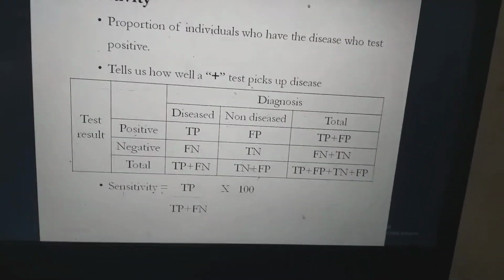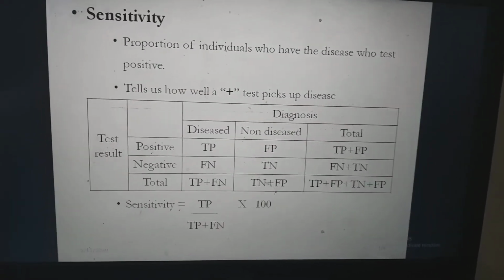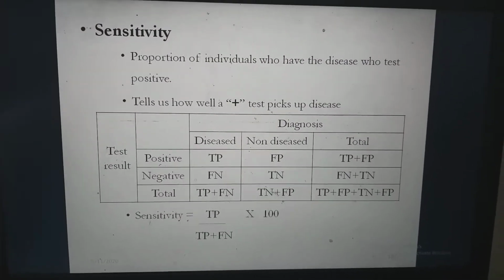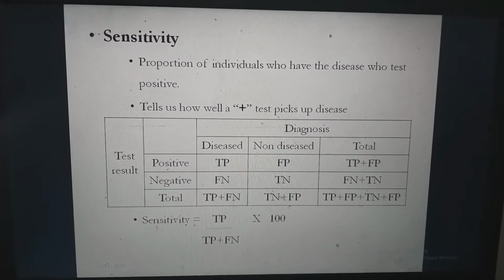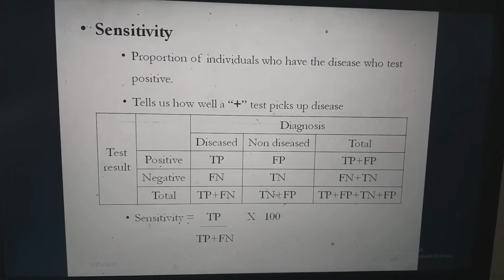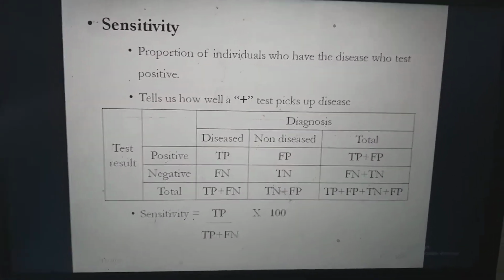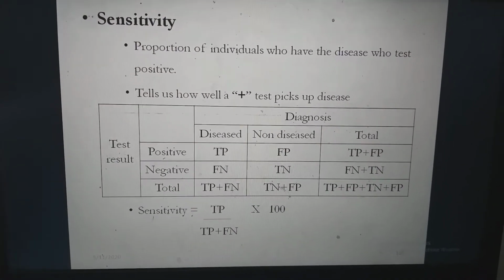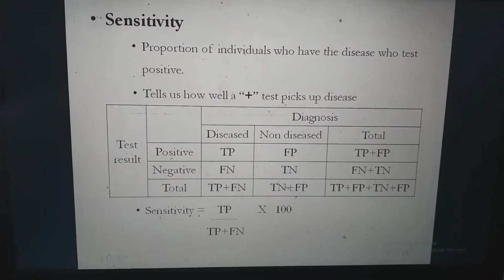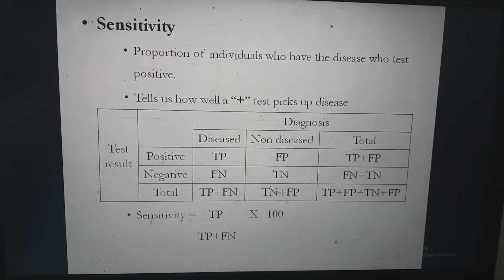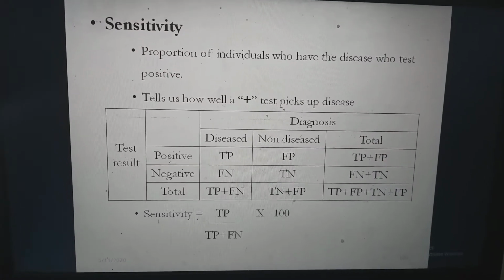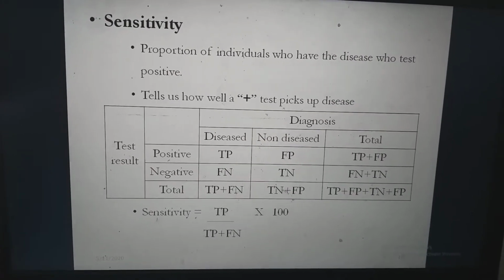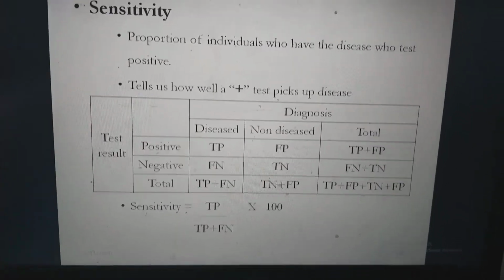Good. To calculate sensitivity and specificity, we are going to develop a 2 by 2 table. You remember when we discussed measures of association in epidemiology, odds ratio and relative risk, we developed a 2 by 2 table. The same is true here again. For both, we are going to develop a 2 by 2 table. From this, sensitivity means the proportion of individuals who have a disease who test positive. Therefore, it tells us how well a positive test picks up a disease. That means simply it is about what?